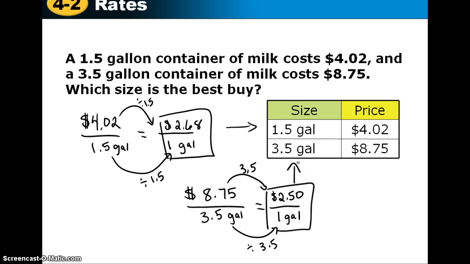So which one then is the better buy? And the better buy will be the one that's cheapest. So the $8.75, you get 3.5 gallons. That is going to be our cheapest because 1 gallon is $2.68 for the $4.02 one.